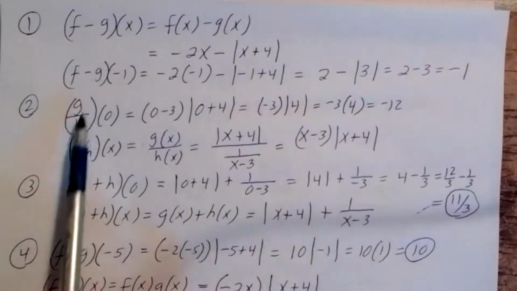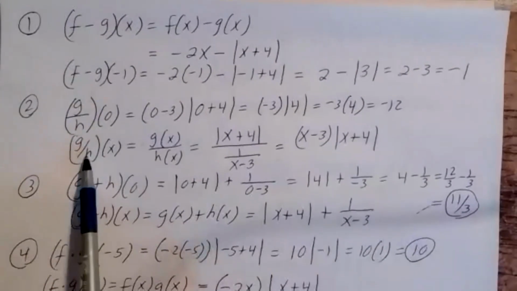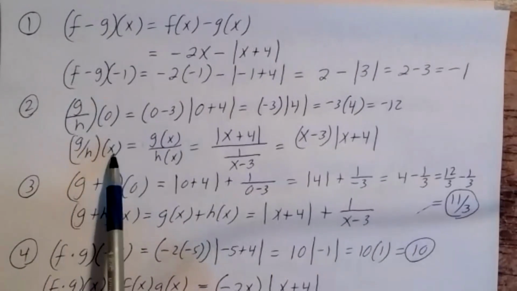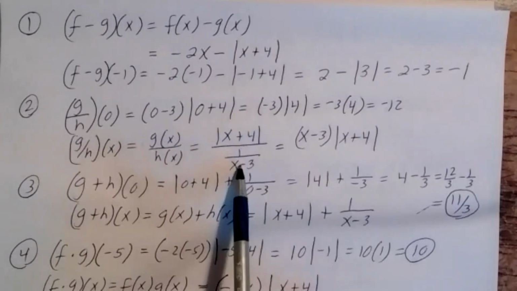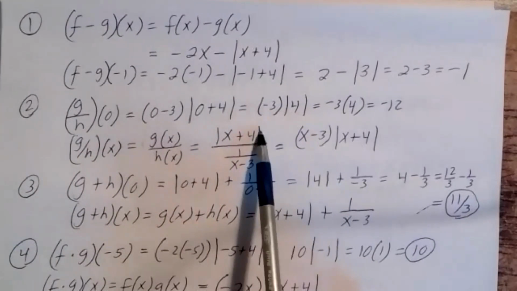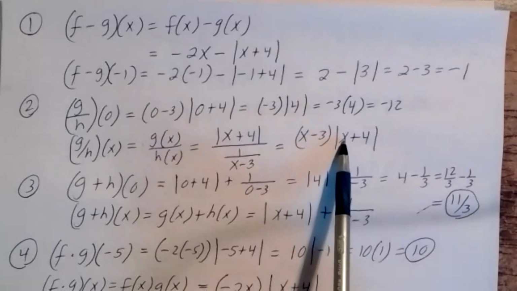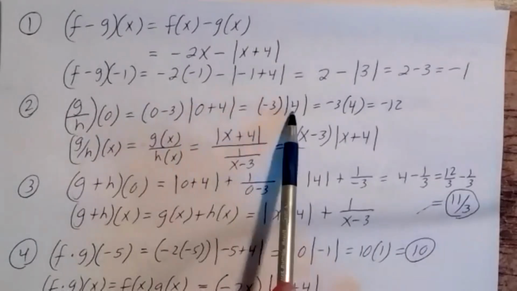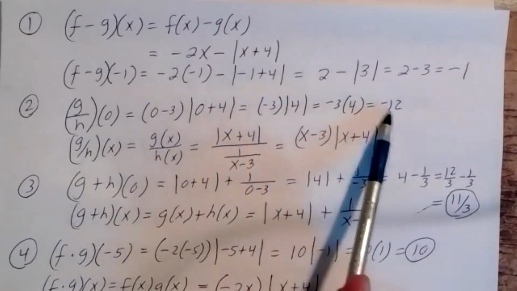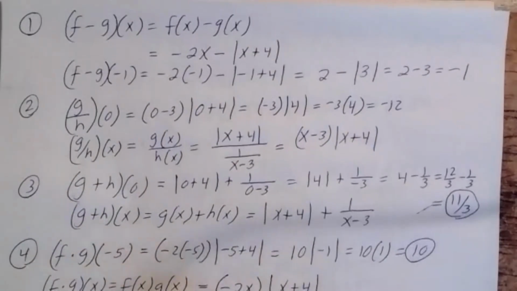Number 2, g divided by h evaluated at 0. First, you want to find the function g divided by h of x, which is g of x over h of x, which is nothing more than the absolute value function divided by this rational function. And this x minus 3 is going to come up in the numerator then and get multiplied by the absolute value of x plus 4. To evaluate it now at 0, all you got to do is put 0 in for x here and here. 0 minus 3 is -3. 0 plus 4 is 4. The absolute value of 4 is 4. 4 times -3 is -12. Did anybody get -12 for number 2?